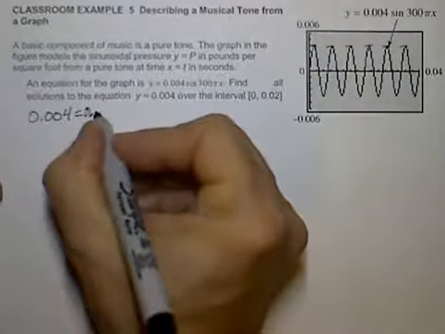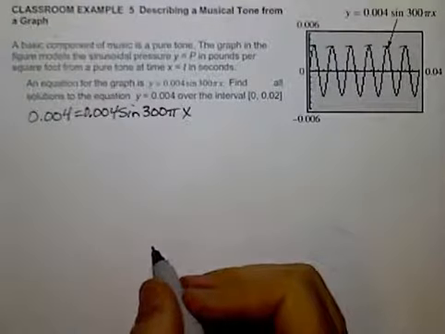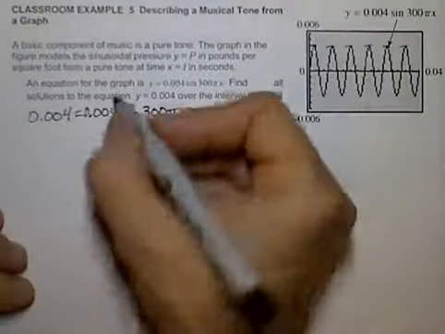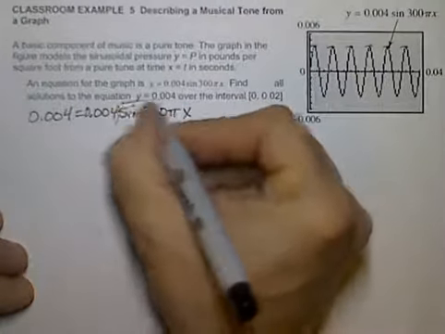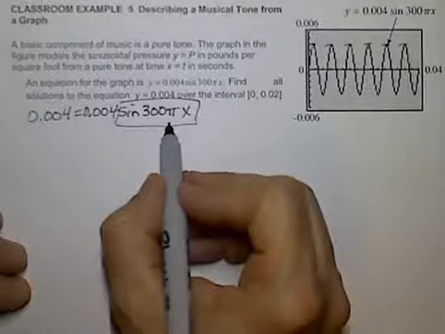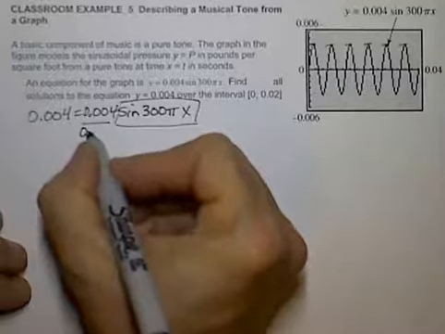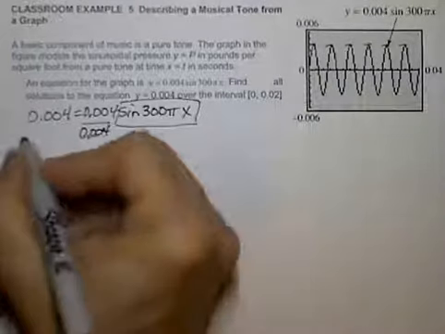So we're just going to replace the y on the left side with 0.004. And we're just going to solve this trig equation. The first thing, our trig function part, is all of this right here. We want to get this by itself on one side since this is a linear type equation. So we're going to divide both sides by the 0.004.